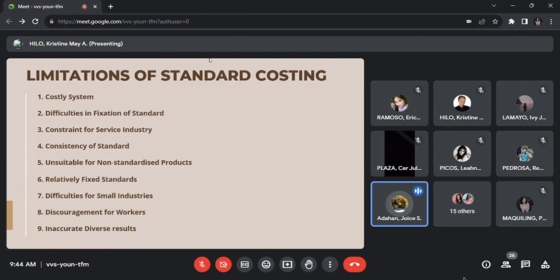Eight is discouragement for workers. Discouragement for workers who have stopped looking for work because they found no suitable employment options or failed to be shortlisted when applying for a job. The causes for workers' discouragement are complex and varied. Last is inaccurate, diverse results, related to race and social justice issues. Let's conclude my report.